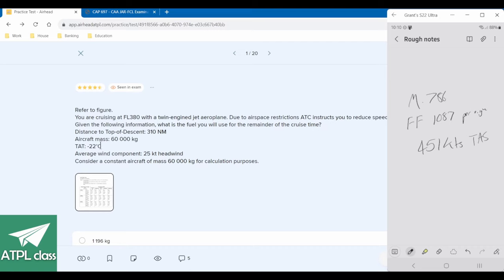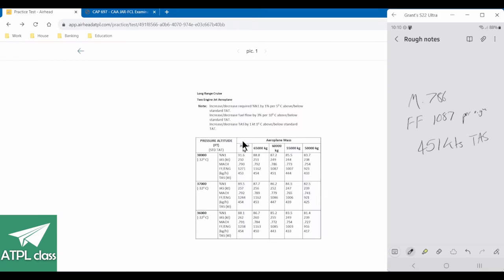Actually, no, there's a true air temperature there, which makes me think there might be some corrections. There is. Okay, so increase or decrease required percentage N1 by 1% per 5 degrees above or below standard TAT. Increase or decrease fuel flow by 3% per 10 degrees above or below standard. So it was 32 and we are minus 22. So we are above it by 10 degrees, so we're going to increase it by 3%.